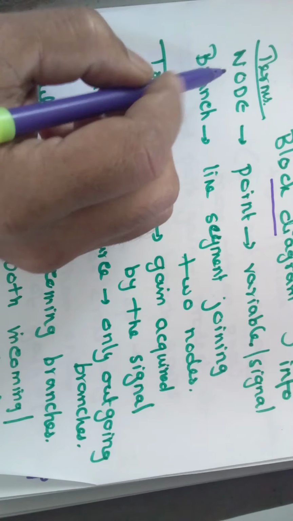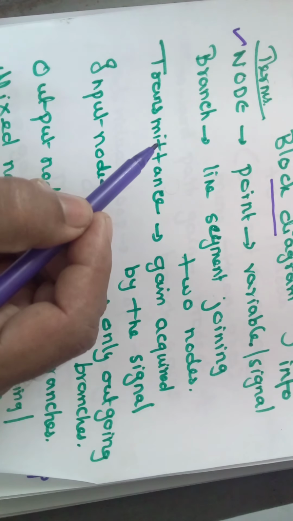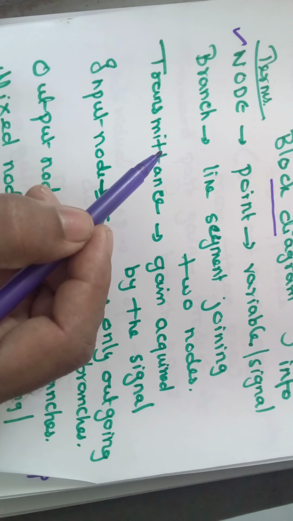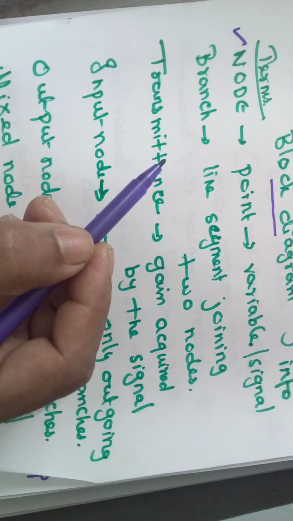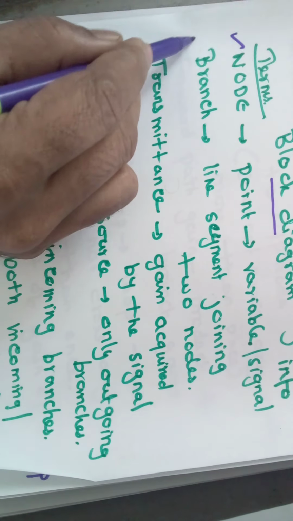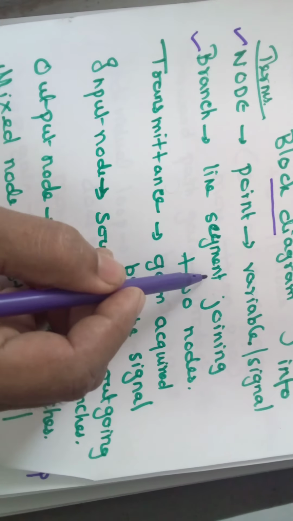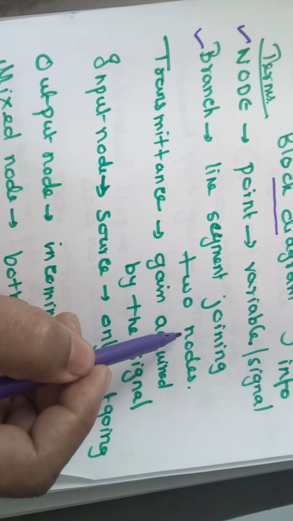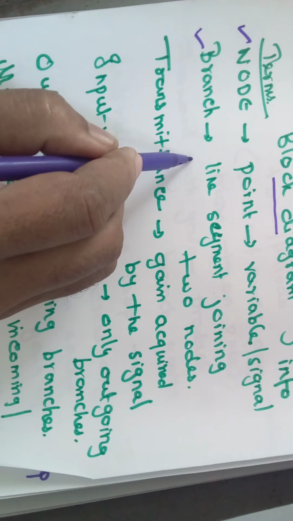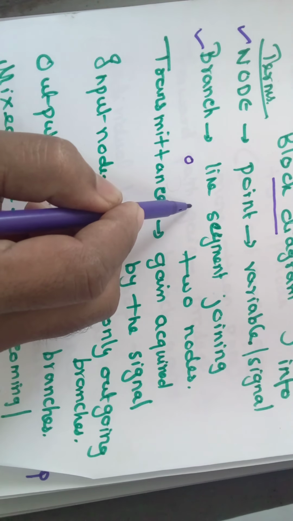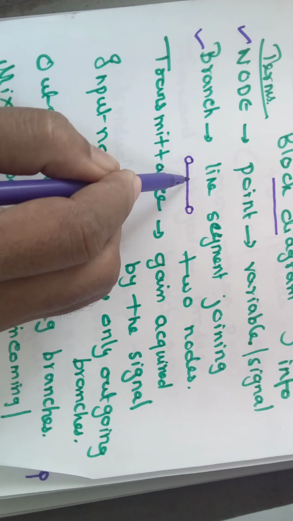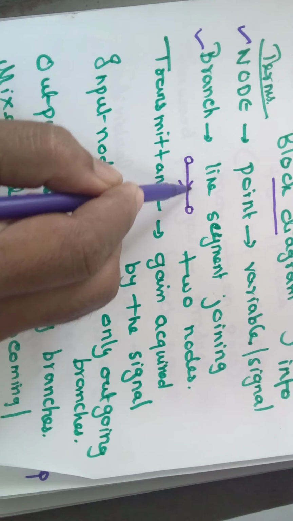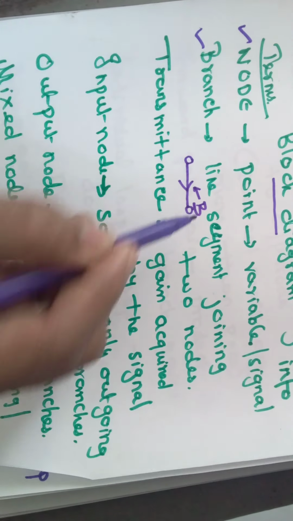The first one is the node. What is a node? A node is just a point representing a variable or a signal. What is a branch? A branch is nothing but a line segment joining two nodes. For example, here there is a node, and here there is another node. If there is a line that joins these two nodes, that is nothing but a branch.